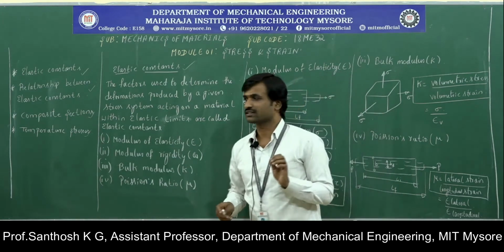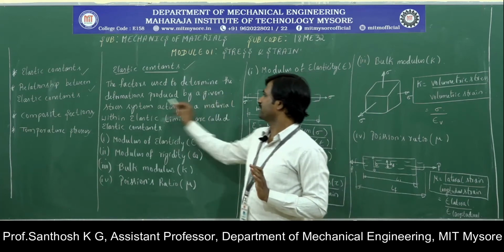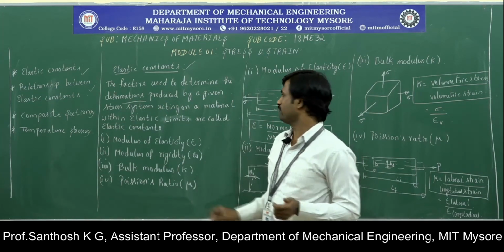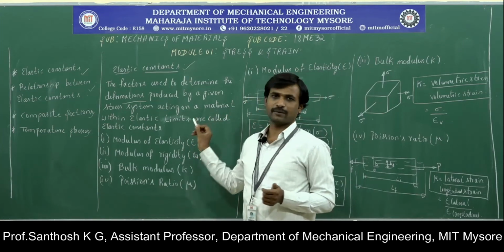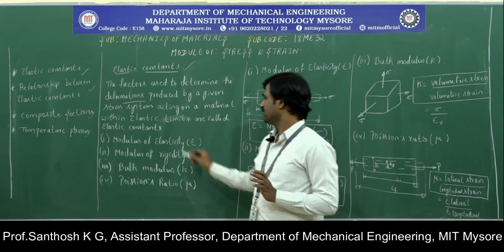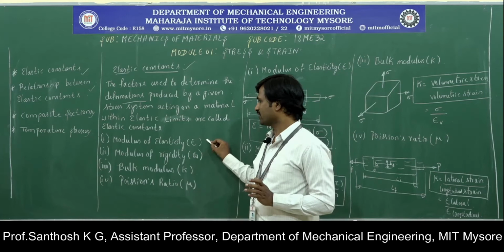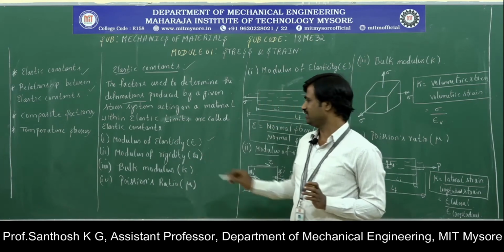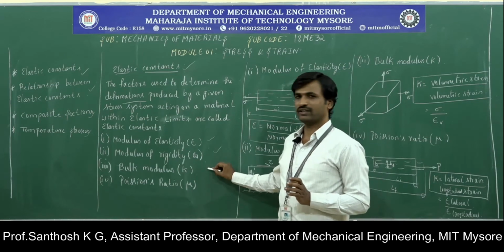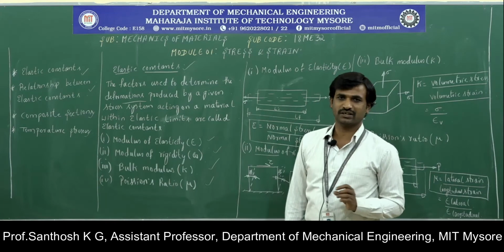Elastic constants are the factors which are used to determine the deformation which is produced due to the application of a particular type of stress on a body within the elastic limit. In our syllabus, we are having 4 different elastic constants. They are: first one, modulus of elasticity; second one, modulus of rigidity; the next one is bulk modulus; and the last one is the Poisson's ratio.